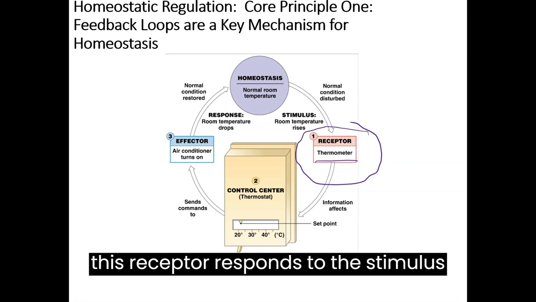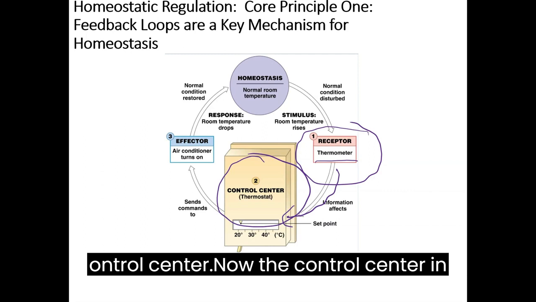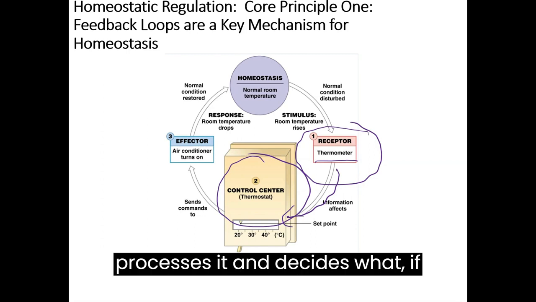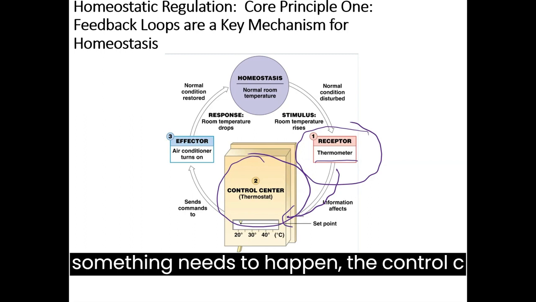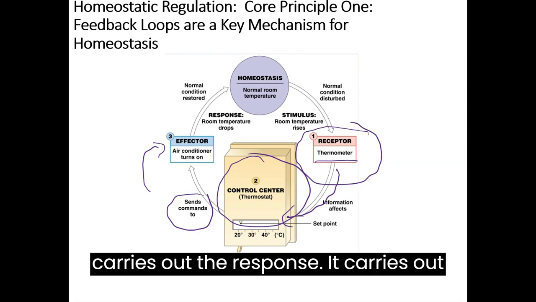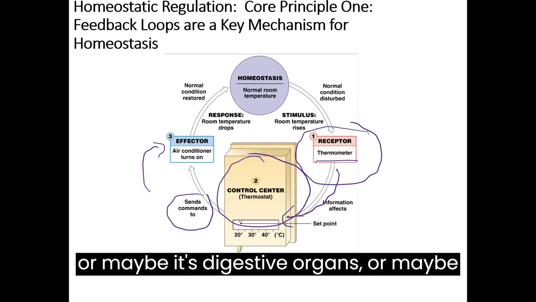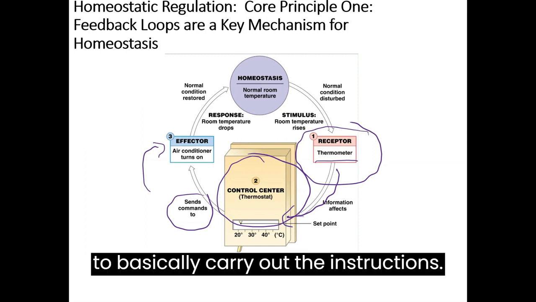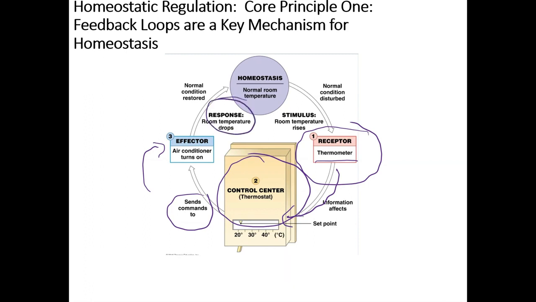So this receptor responds to the stimulus and it sends that information to a control center. Now, the control center in our body is usually our brain, but the control center takes that information and processes it and decides what, if anything, needs to be done. Now, if something needs to happen, the control center sends the command out to the effector. So the effector is what carries out the response. It carries out the commands. So maybe it's muscles, or maybe it's digestive organs, or maybe it's an endocrine organ. So it's going to basically carry out the instructions. And when the effector carries out the instructions, the response occurs.